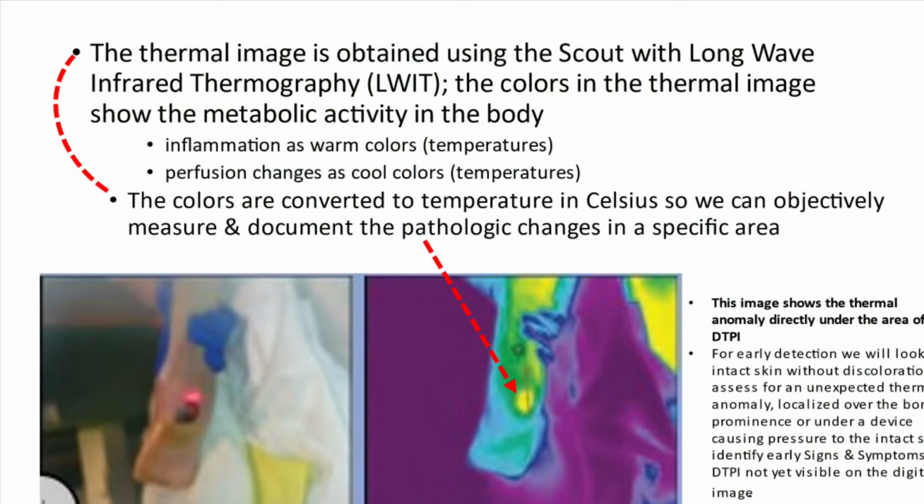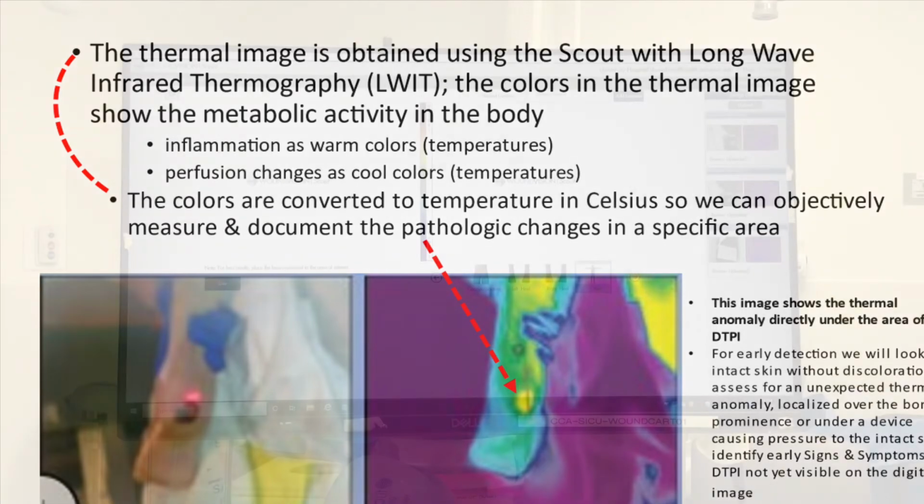So you're probably wondering by now, what the heck do all those pretty colors mean? Well, I'm glad you're still with us. The Wound Scout uses long-wave infrared thermography to detect metabolic activity in the body. So inflammation is warm colors and perfusion changes are cool colors. And the images here show a representation of a deep tissue pressure injury.